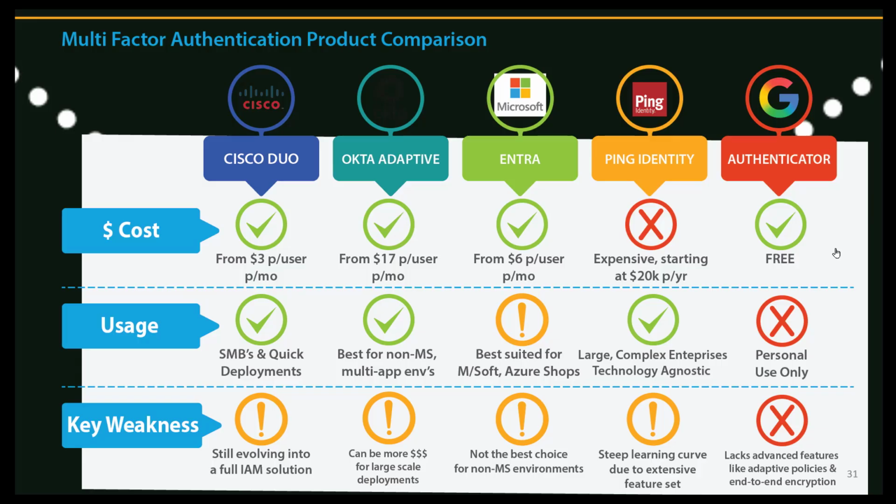Identity, and Google Authenticator. Google is actually free, so it rates top in the cost department. This is then followed by Duo at $3 per user per month, then Microsoft Entra at $6 per user per month, and Adaptive at $17 per user per month. Bottom of the cost list is Ping Identity with a high entry point at $20,000 per year.